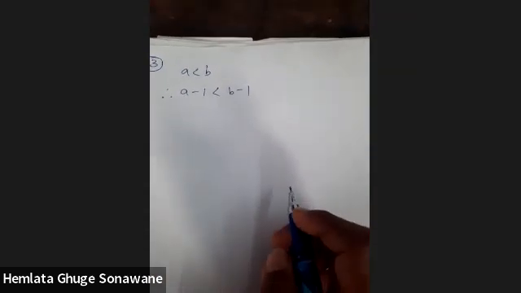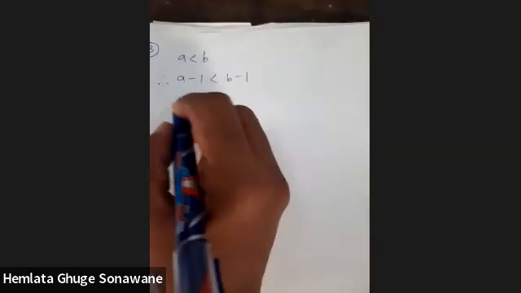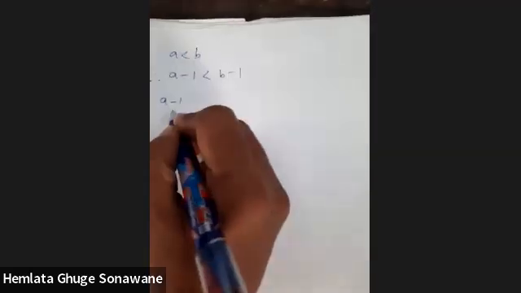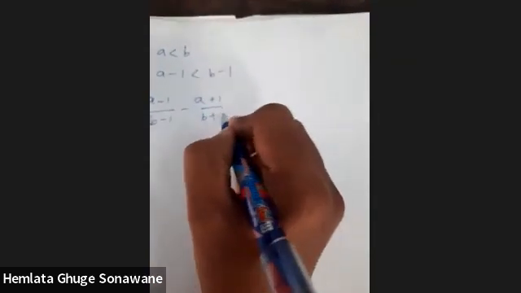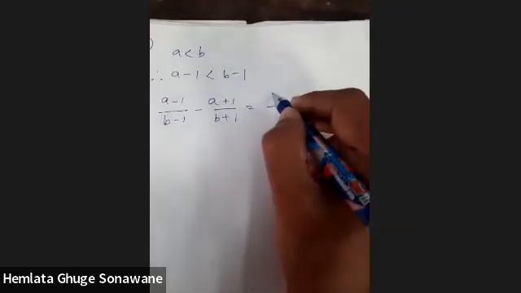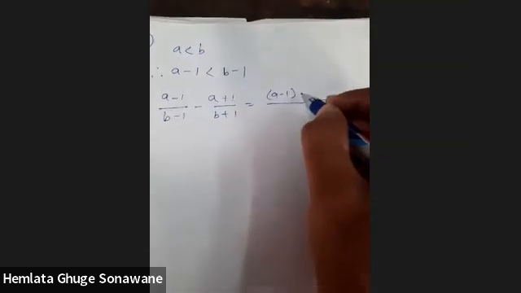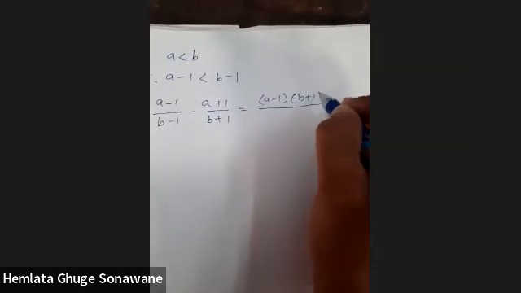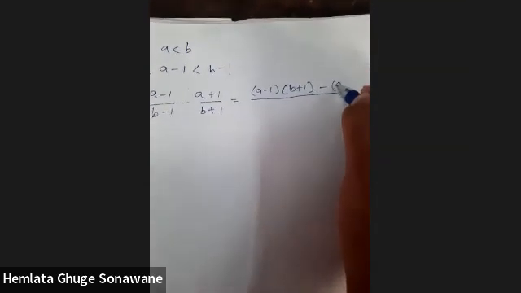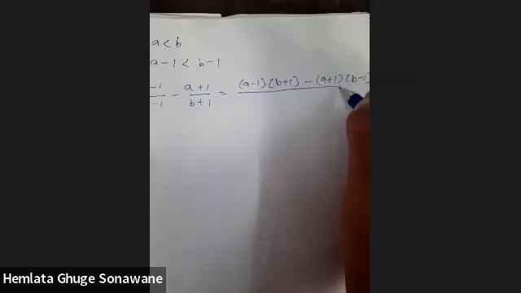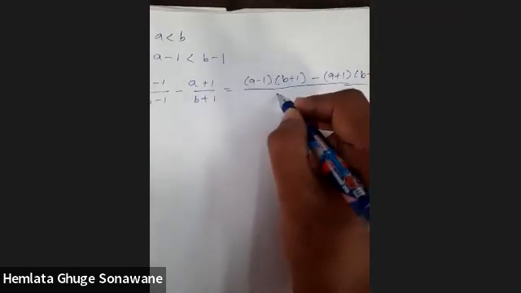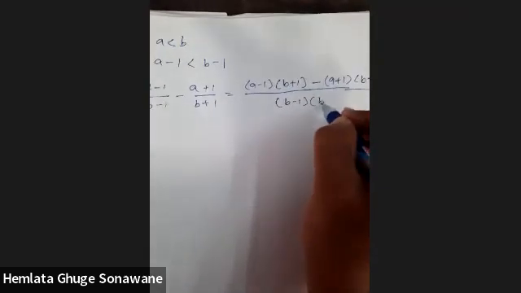Okay, now we'll do subtraction of the given pair. That is A minus 1 upon B minus 1 minus A plus 1 upon B plus 1. We'll simplify this. Here we'll take A minus 1, we'll multiply with B plus 1, minus A plus 1 into B minus 1, upon B minus 1 and B plus 1.